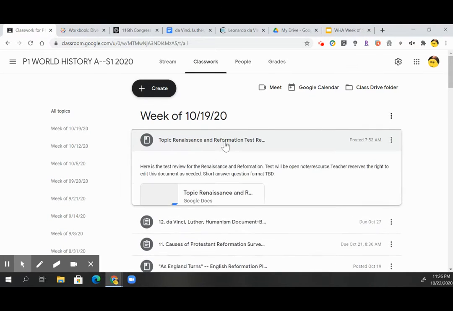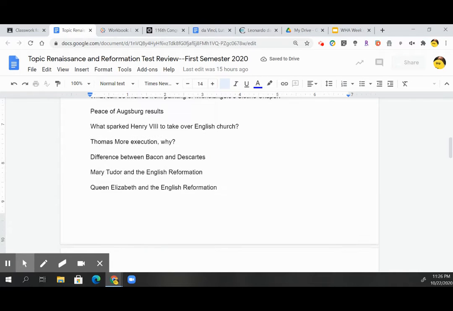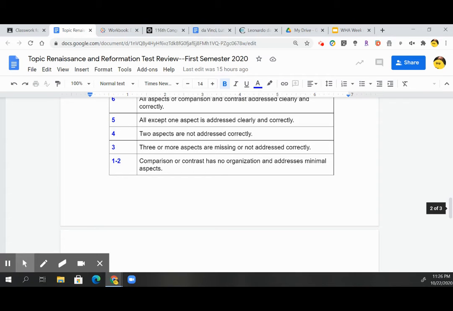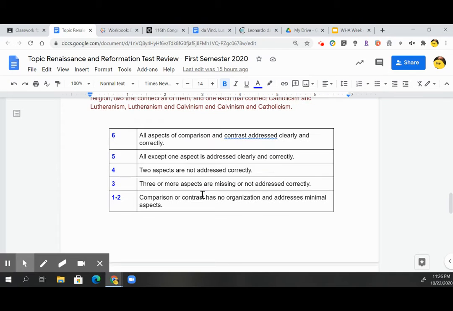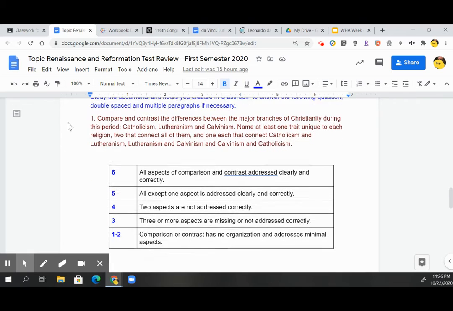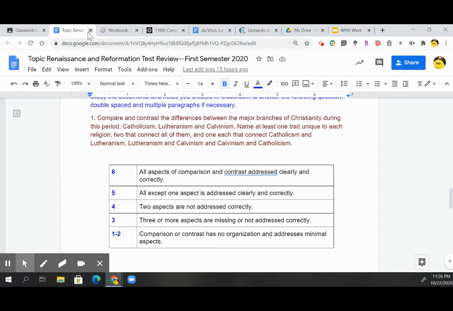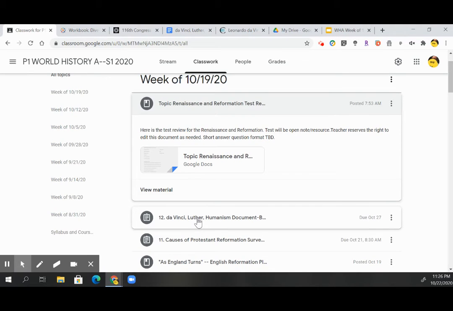Remember that the test covers the Renaissance and Reformation, and I did make a review, but the review isn't so much necessary as for previewing purposes. Remember too, at the bottom there's a question on the Venn diagram, slide 5 of the notebook, the A10 notebook, asking you to compare Catholicism, Lutheranism, and Calvinism: one trait unique to each, two that connect them, and one each that connects the three. So remember, that is on Tuesday, open note, open resource for your edification.